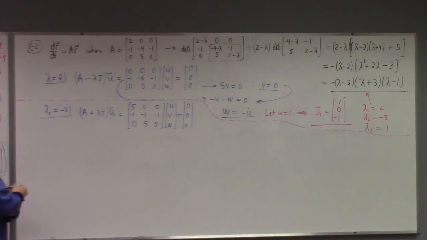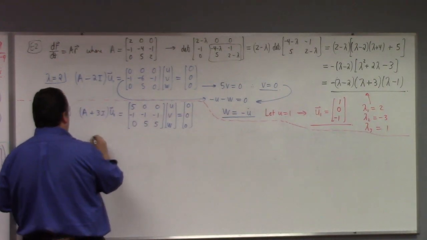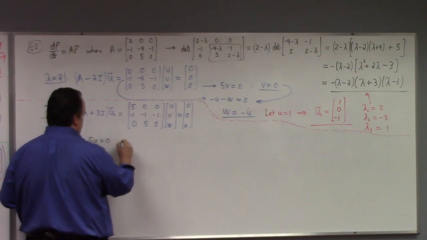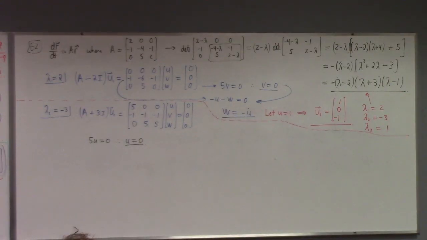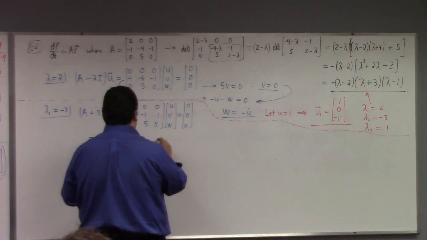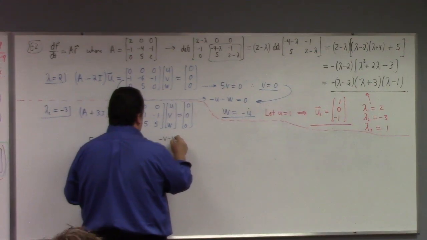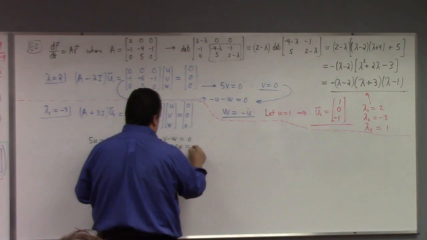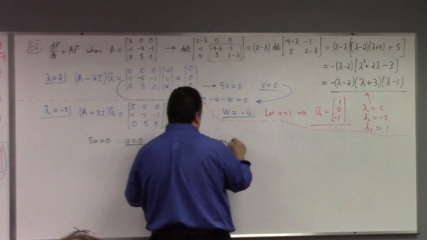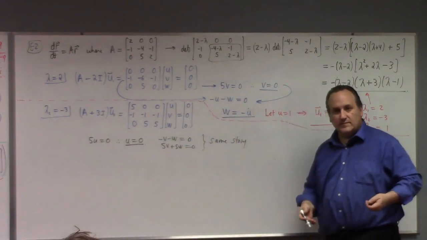So what happens here? First line gives me what? 5u equal to 0. This time u is equal to 0. We're not going to be able to put u equal to 1 this time, right? u is 0. And then we're up against what? Minus v minus w equals 0, or 5v plus 5w equals 0. Same story, right?